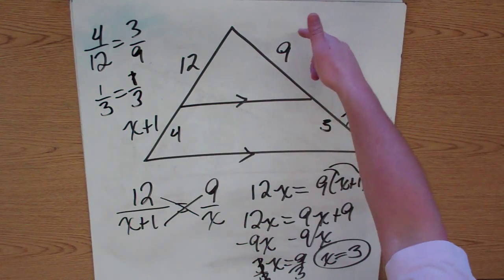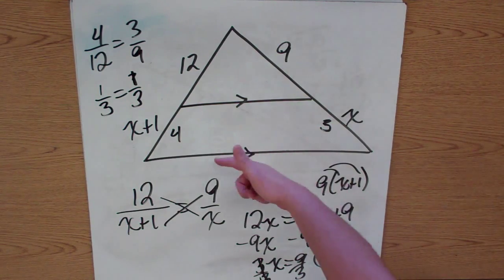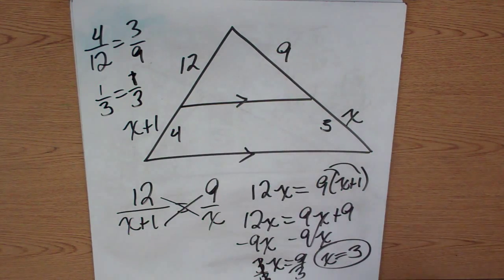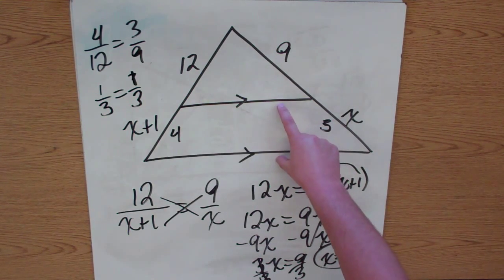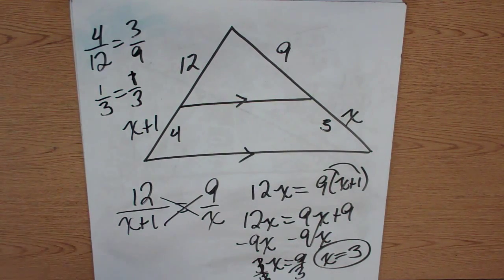12 over x plus 1 equals 9 over x. We solved for x, and then we plugged it back in, found our ratio, and that proves that it works. But remember, the important thing is that these two lines have to be parallel for it to work.